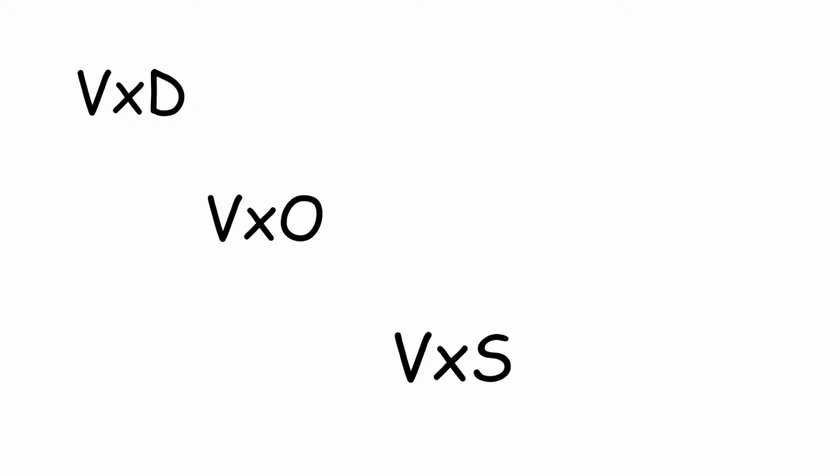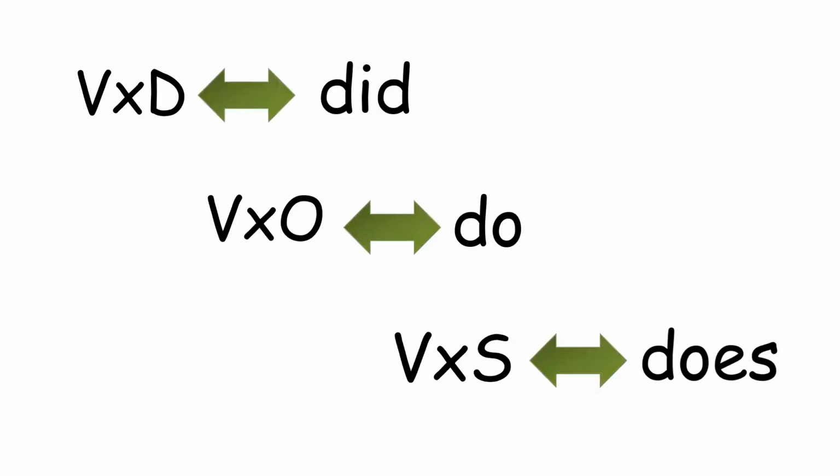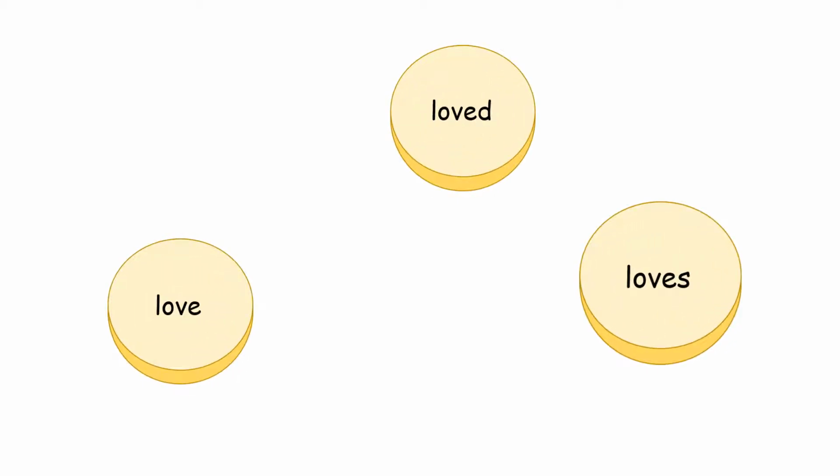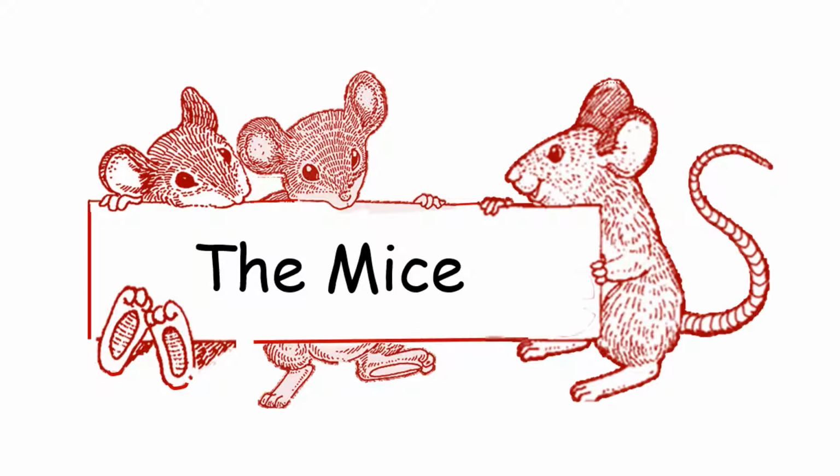But in sentences with VXD, VXO, or VXS verbs, you can't see an X word. These forms of the main verb have a special relationship with the X words do, does, and did. We can think of them as two sides of the same coin. One side needs the other side to do its job. To explain this, we are going to get help from some mice.